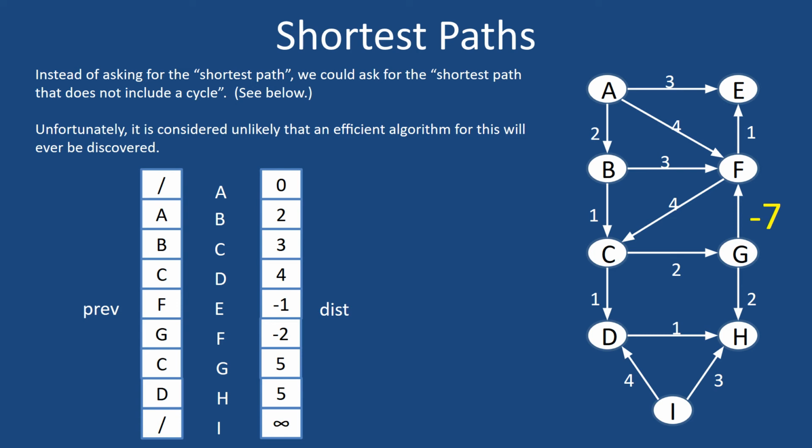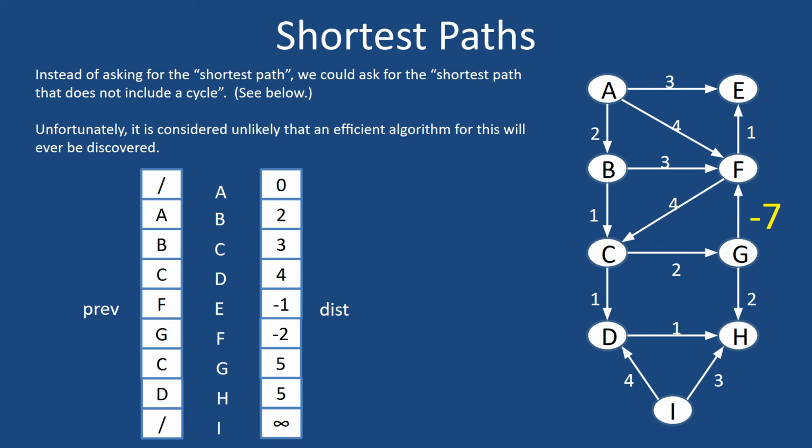Now, you could think of a different question. Instead of asking for the shortest path, what if we ask for the shortest path that does not include a cycle? So now this is the shortest path where none of the paths involve cycles. So you can see the shortest paths to E and F are both negative because we can use that negative 7 edge once. But we can't use it multiple times. So that's the general shortest path problem: to find the shortest path where you're not allowed to use cycles.